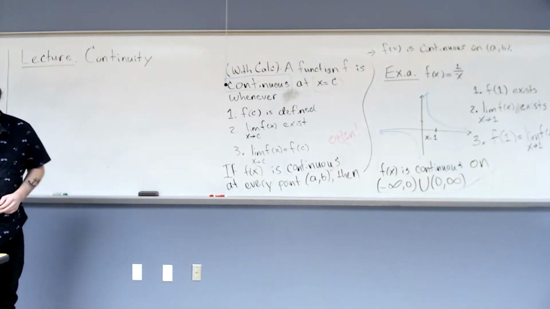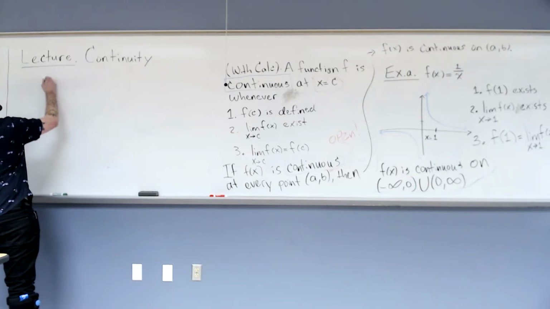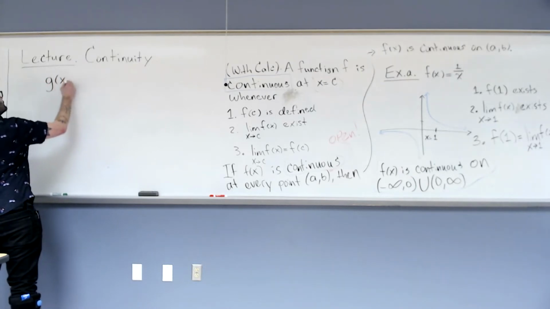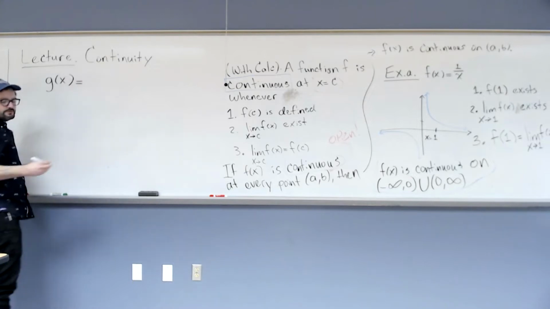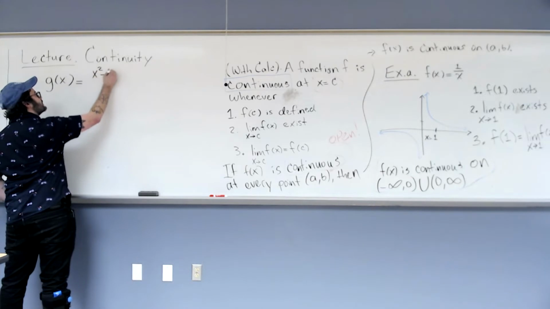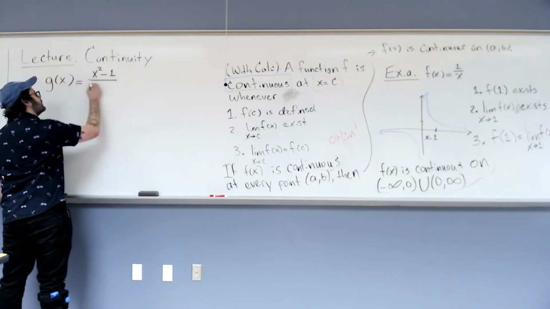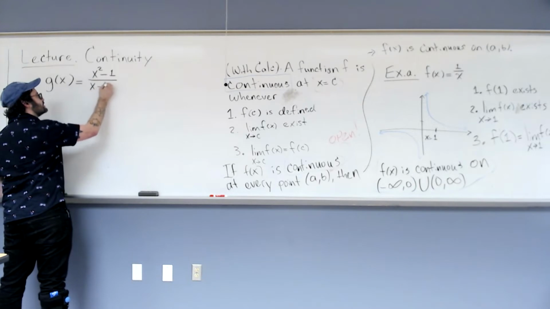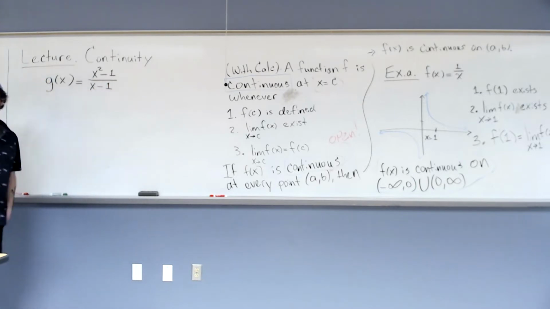Okay, another example. Let's look at g of x equals, what did I have? The rational function x squared minus 1 all over x minus 1. This is just one more example to kind of nail down the definition, and then we can move on after we think that we understand it. So what does this function look like? Any guesses?